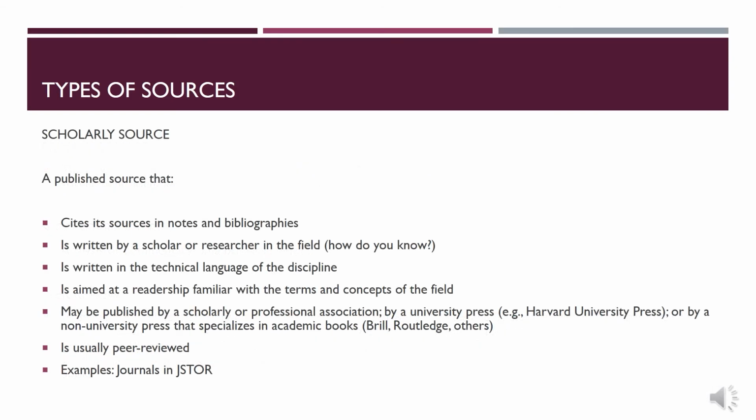A scholarly source is a published source that cites its sources in notes and bibliographies, is written by a scholar or researcher in that field, is written in the technical language of the discipline. It's aimed at a readership familiar with the terms and concepts of the field, and it may be published by a scholarly or professional association. For example, a university press like Harvard University Press, or by a non-university press that specializes in academic books, and it's usually peer-reviewed.